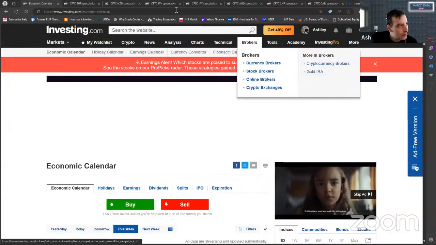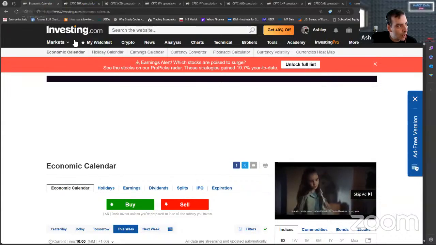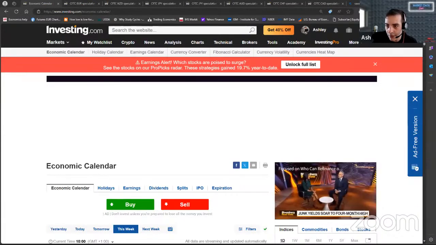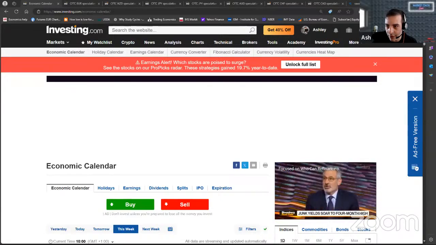So yeah, we're not going to be able to look at the dollar directly, but we can look at it indirectly. So if you go to investing.com, this is just a little trick for you guys, to have a look at the COT data in a slightly easier fashion.